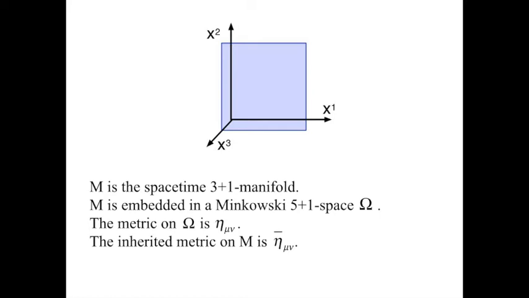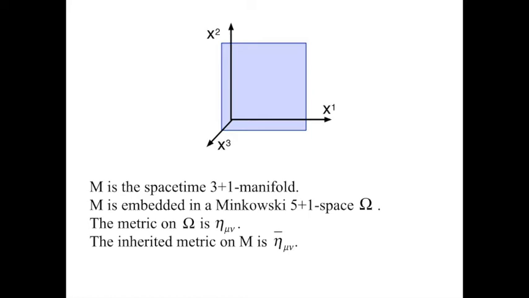The metric on omega is the familiar eta mu nu, and there's also an inherited metric on M, which we call eta bar mu nu. And the only distinction between those is that eta bar mu nu is only defined on the manifold M. But for any curve that is on M, the length measured by eta bar mu nu would be the same as the length measured by eta mu nu.